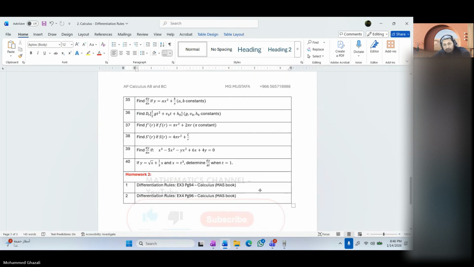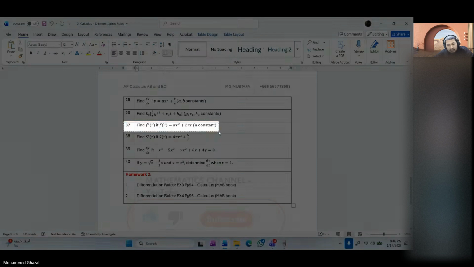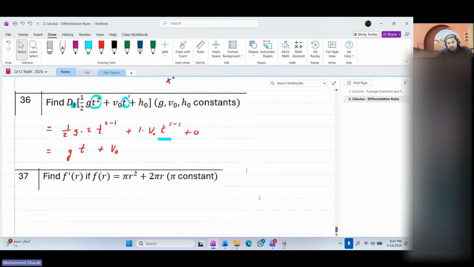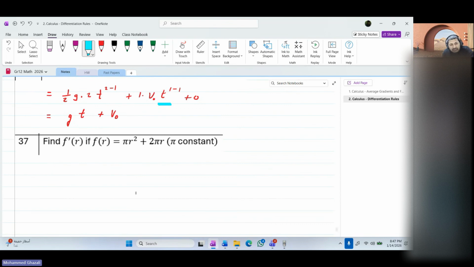Number 37. Right, so remember over here, the variable is r. I shouldn't have written pi as a constant. You already know that. The variable is r, right? So we focus on the r variable. Great. The rest of them are just all constant.